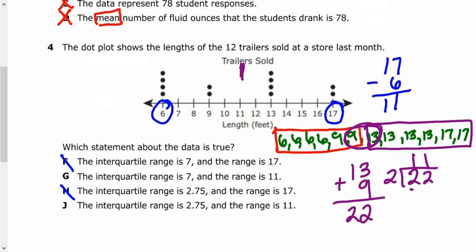So I'm going to build my box plot here. I know I have a median here, and I know that it's going to go from 6 all the way to 17. Now I need the median of my lower half of data. So I have 1, 2, 3, 4, 5, 6. I want the median. My median would be right here between 6 and 6, so it happens to be 6.